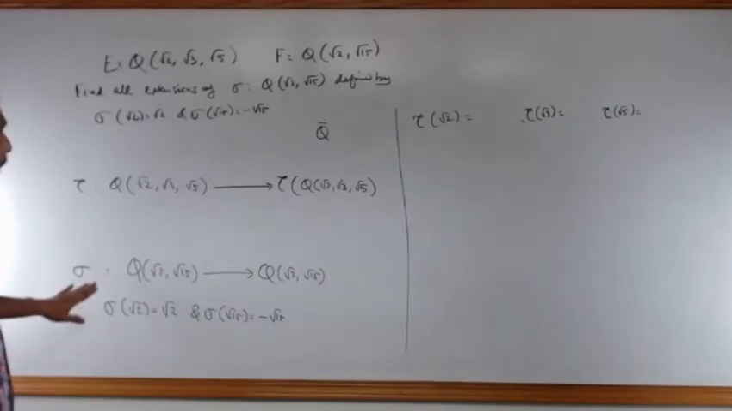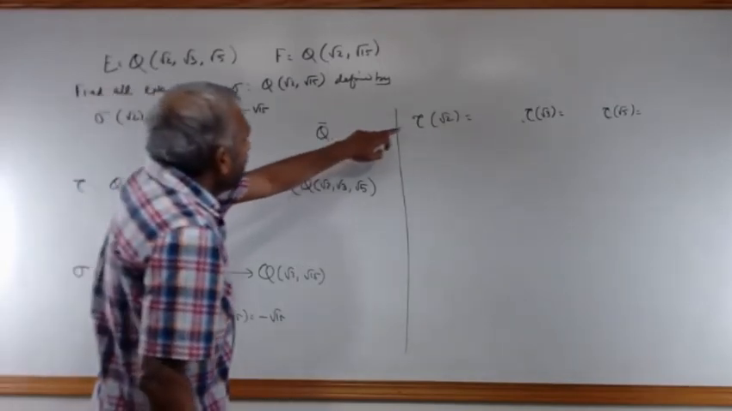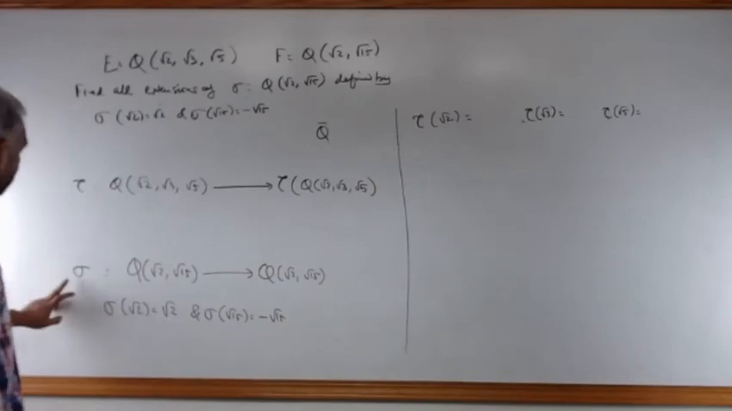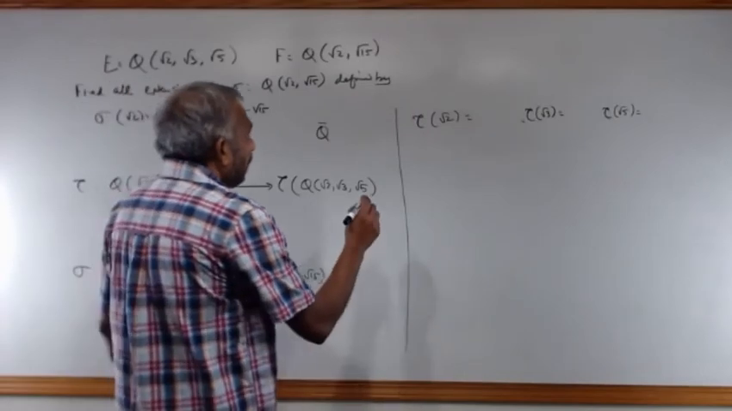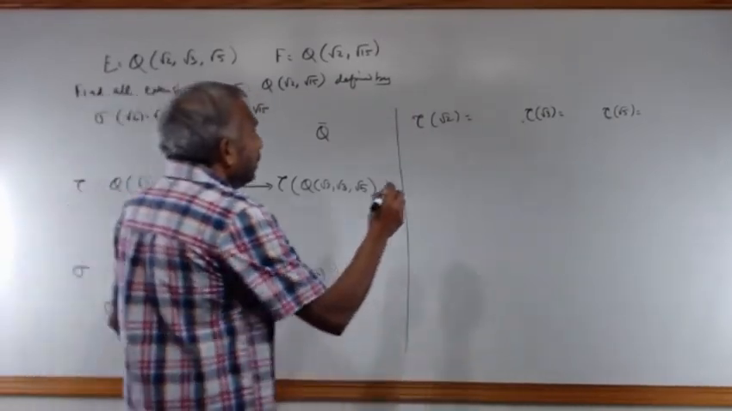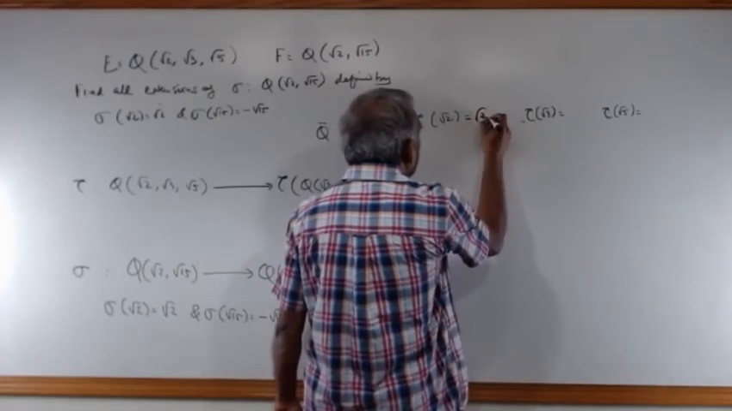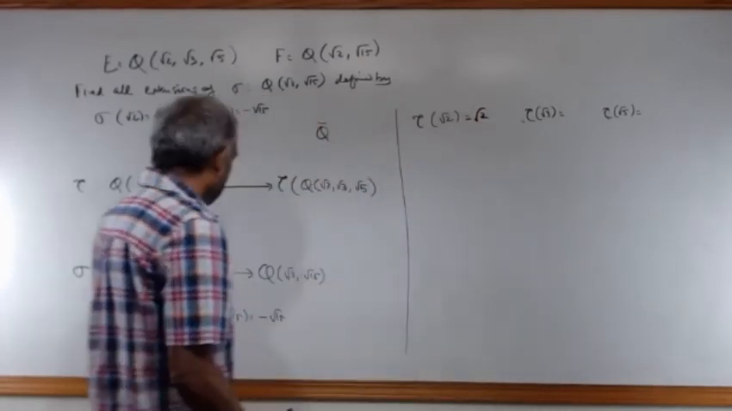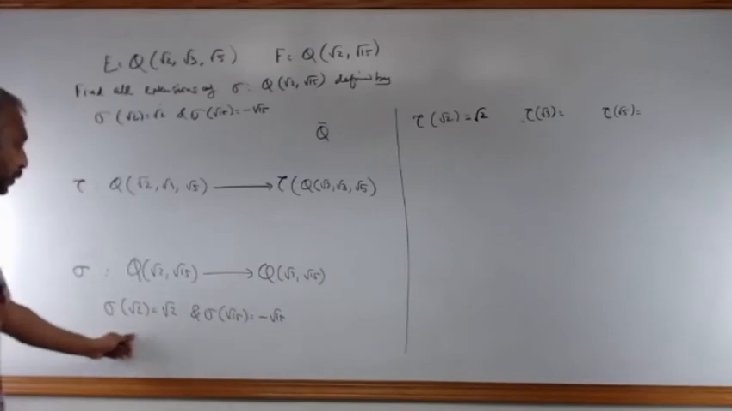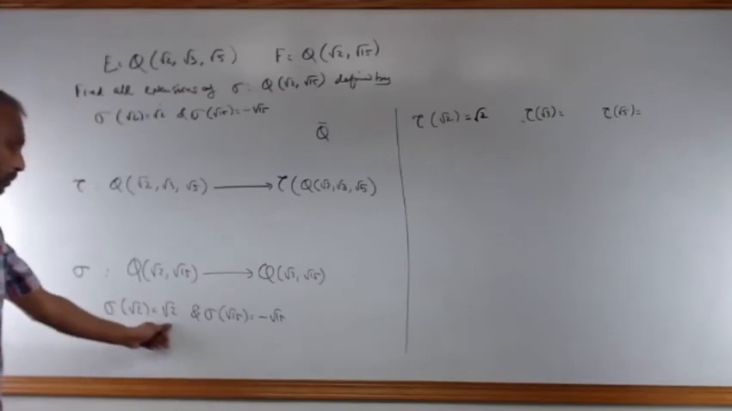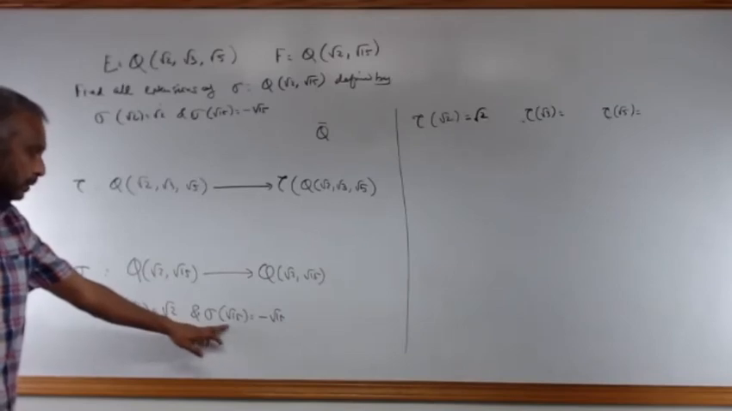So when you want this to become the extension of sigma, then you don't want to change this. Root 2 should always be root 2, because that is how it is. You cannot change it to minus root 2. But here there is an option.